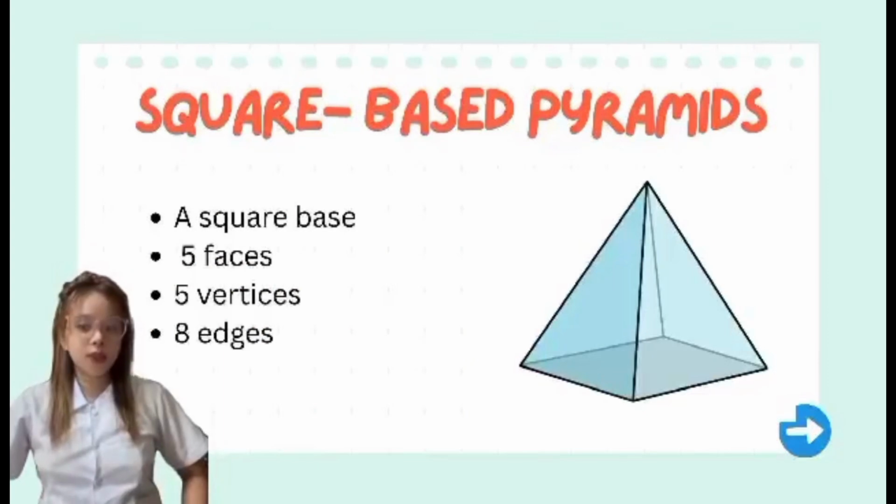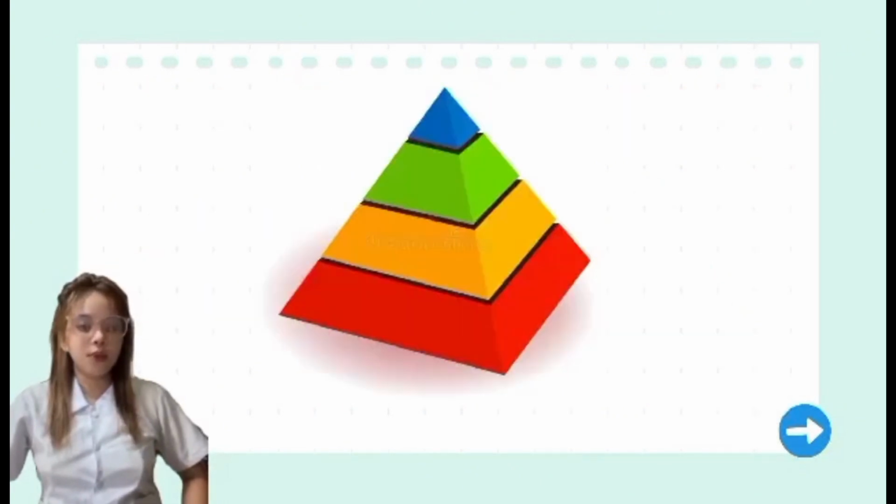So this is a square-based pyramid. A square-based pyramid has 1 square base and 4 triangular faces that make a sharp point, 5 faces, 5 vertices, and 8 edges. So here are the real-life examples.